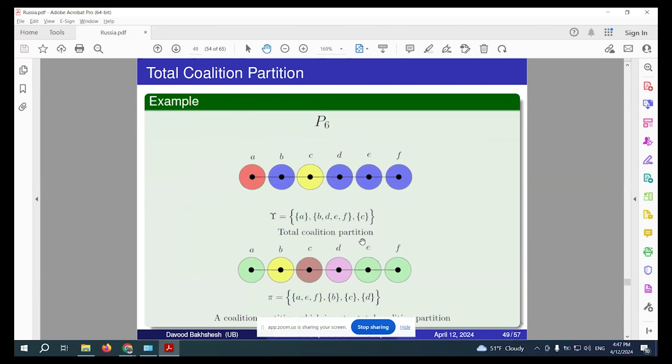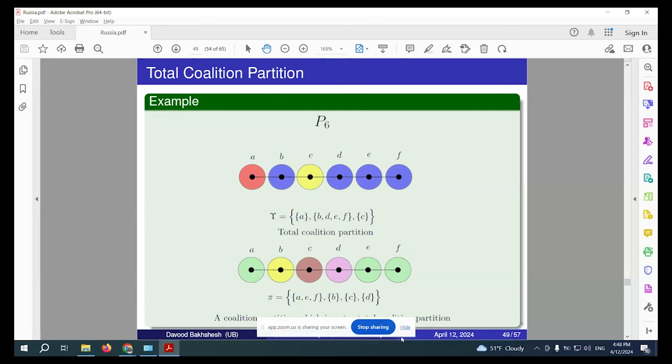Okay, here you can see an example of a total coalition partition. Consider the path P6. The vertices are A, B, C, D, E, F, and you can see that epsilon with members A, B, D, E, F, and C forms a total coalition partition. We can easily check that. For example, the set B, D, F forms a total coalition with C.